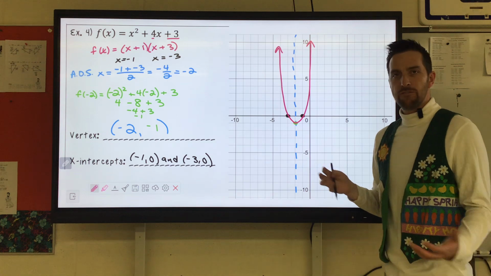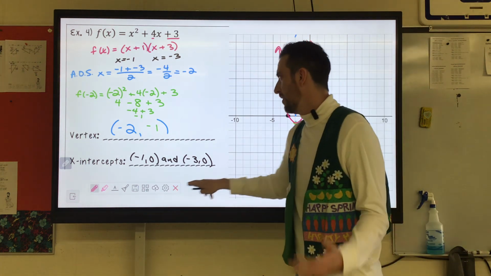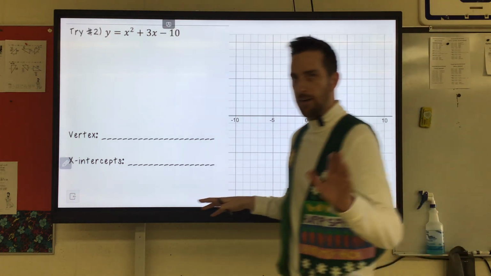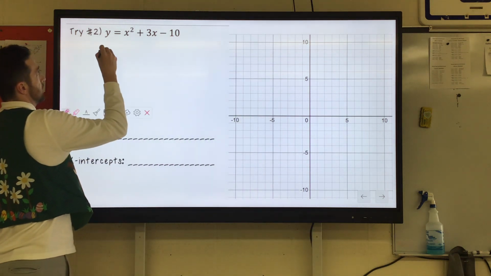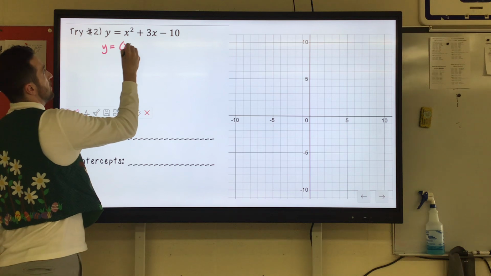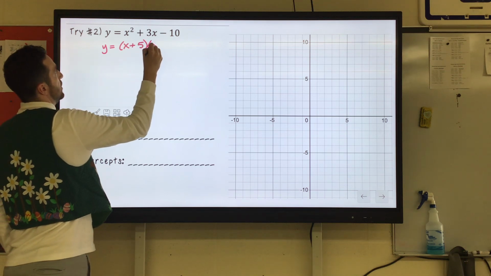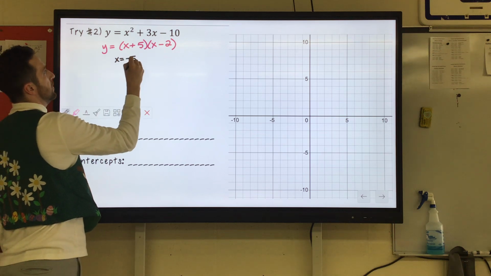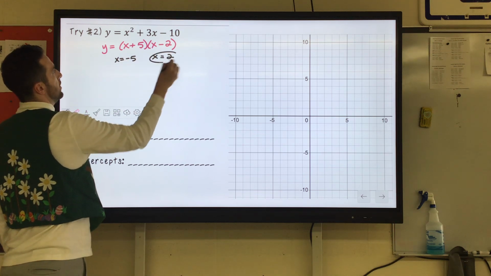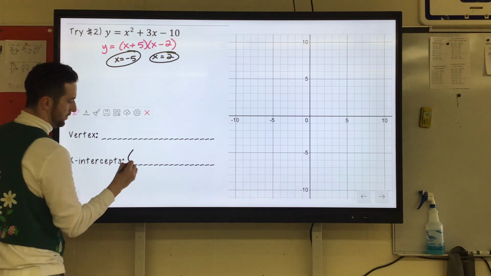Cool. There's one more for you to try. Go ahead and try it. See how you do. I'm going to get ripping on it. These are our intercepts.